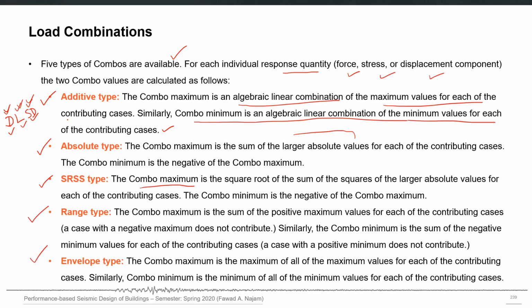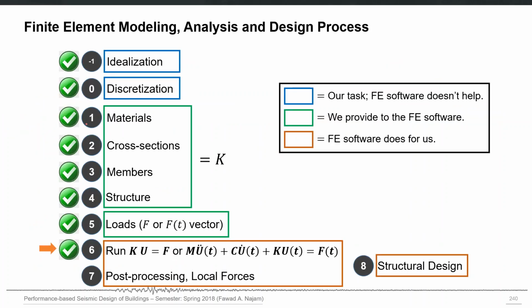But most of the time, for normal analysis, for the case of structural design, we use this additive type of combinations. So now we have already discussed this load definition, and now we are ready to run the analysis, which can be linear, in this case F is equal to KU, and can be nonlinear also, but for that you need to have a nonlinear model.